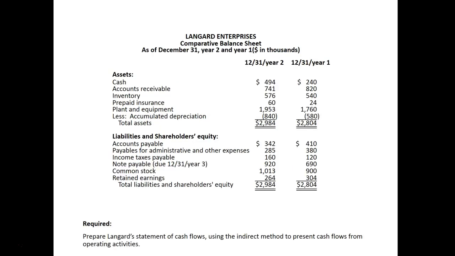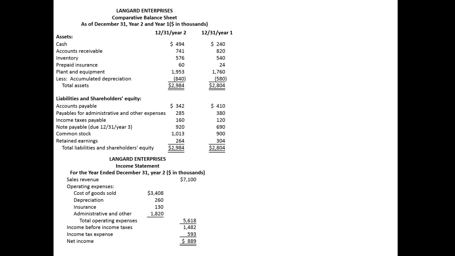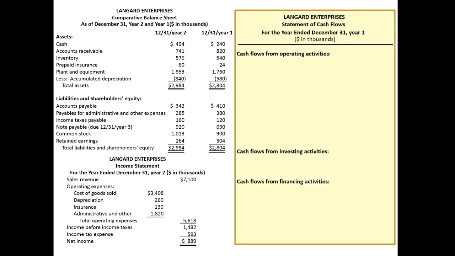We are required to prepare the statement of cash flows using the indirect method to present cash flows from operating activities. So again, an important piece here will be to see the change in accounts receivable, the change in inventory, the change in prepaid insurance, the change in accounts payable, the change in payables for administrative and other expenses, and income tax payable. We'll also look at our income statement to see what was shown on our income statement and then adjust those figures to those balance sheet items.